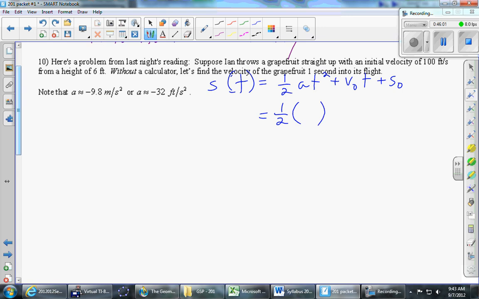A is the acceleration due to gravity. What is it in this problem? It is -32, because in this problem we're doing feet. So -9.8 meters per second squared, -32 feet per second squared. Don't forget that negative. Negative means down. So there's my t squared plus initial velocity. There's 100. It's given. 100 t plus initial height. 6 feet.